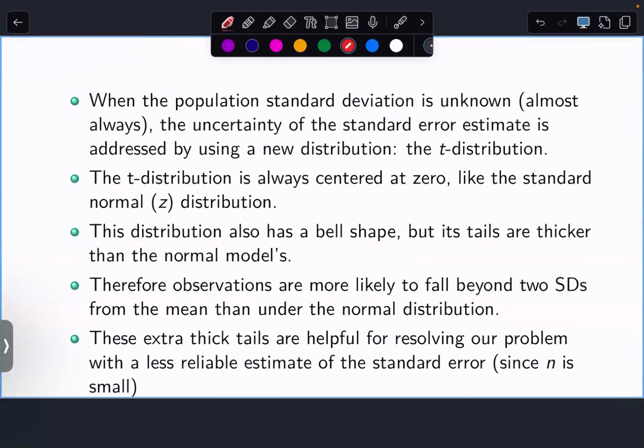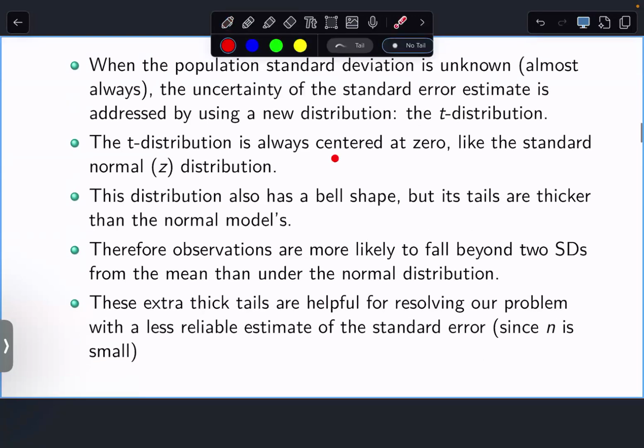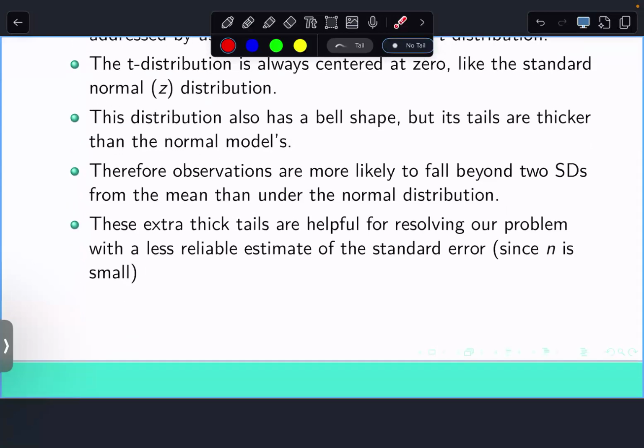The t distribution. The t distribution is always centered at 0, just like z. And it is bell-shaped, but the tails are thicker than the normal distribution's. Like we said, it's allowing for higher probabilities of those extreme values. It quickly approaches the z, though. And so observations are more likely to fall beyond 2 standard deviations from the mean than under the normal distribution. So now our go-to of 2 standard errors, or a z of plus minus 2, we're going to have to bump it out just a little bit if we're using t's, but not too bad.